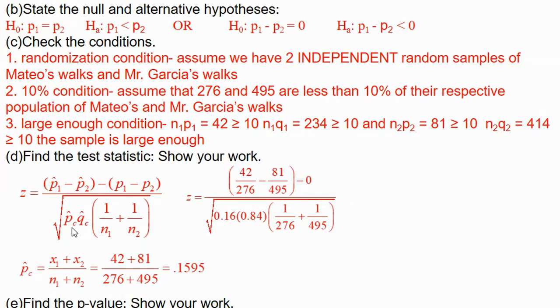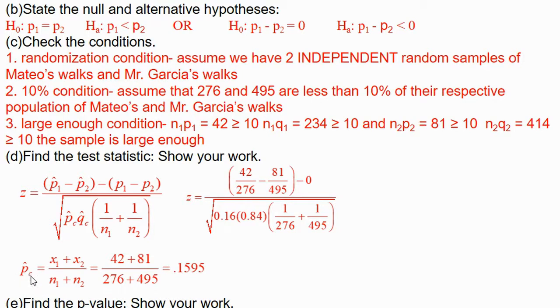Divided by the square root of this thing called pC or p-hat C. That stands for the pooled proportion, or in other words, the weighted average between the two sample proportions, p-hat 1 and p-hat 2. So here's how you find that weighted average, and you're supposed to show your work on all of this, even though this year the test is just fill in the blank or multiple choice. You are supposed to show all your work here for the AP exam.